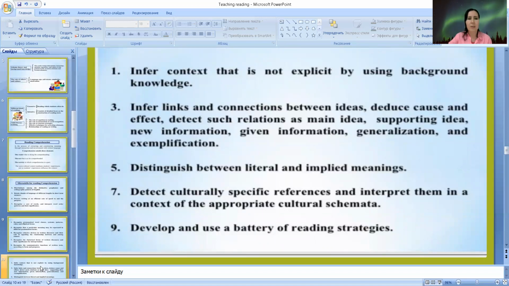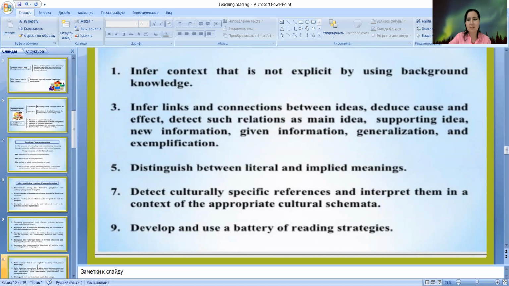Purpose. Next, infer context that is not explicit by using background knowledge. Infer links and connections between ideas, deduce causes and effects, and detect such relations as main idea, supporting idea, new information, given information, generalization, and exemplification.